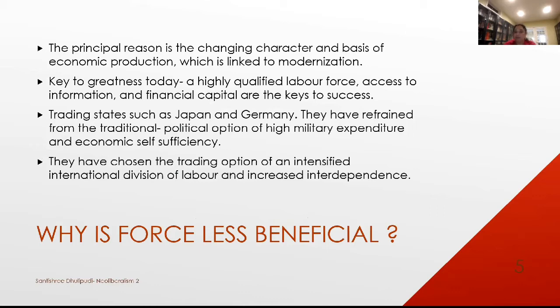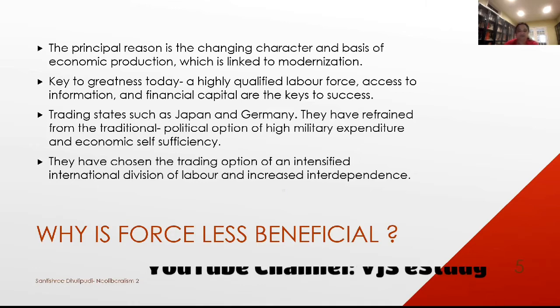The key to greatness today: a highly qualified labor force, access to information, and financial capital are the keys to success. Trading states such as Japan and Germany have refrained from the traditional political option of high military expenditure and economic self-sufficiency. They have chosen the trading option of an intensified international division of labor and increased interdependence.